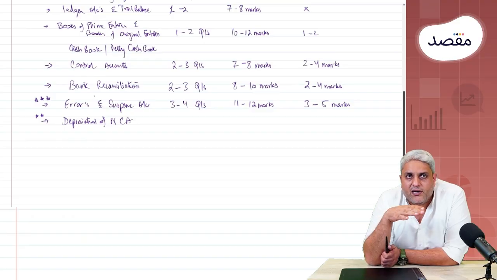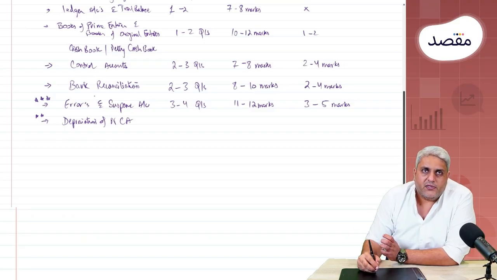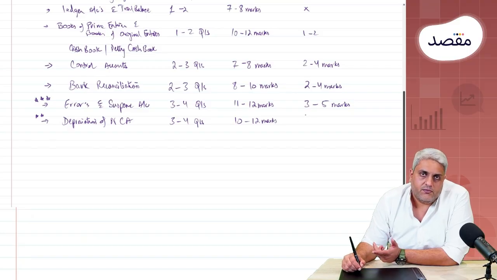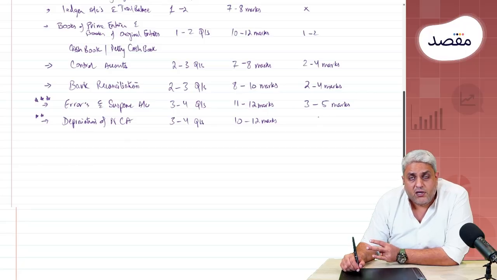But when it comes to ledger accounts, this is where the problem arises. Depreciation again, 3 to 4 questions, full-fledged questionnaire to 10 to 12 marks, and theory, yes, reasons for depreciation, causes for depreciation, the accounting concept that is basically behind depreciation. So probably I'll also give it 3 to 5 marks.